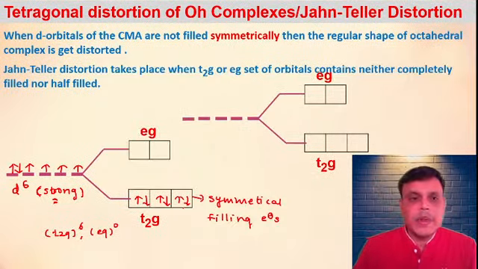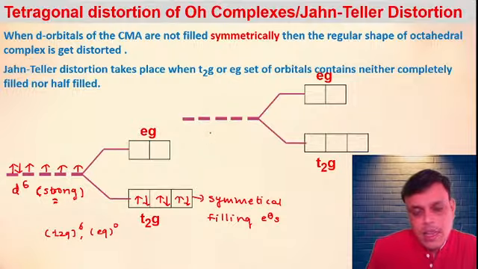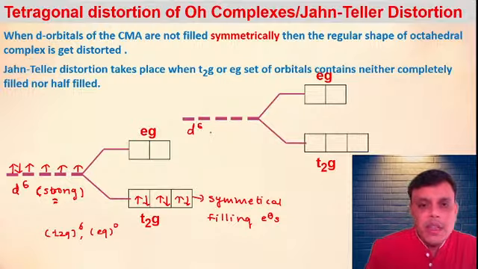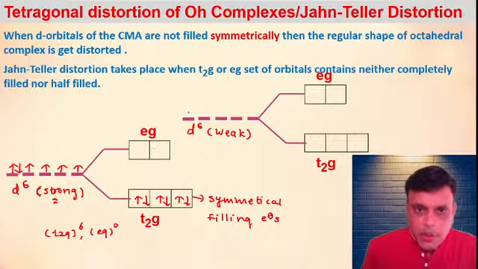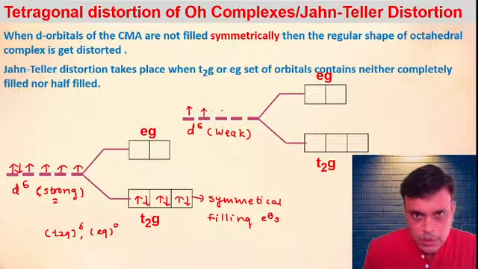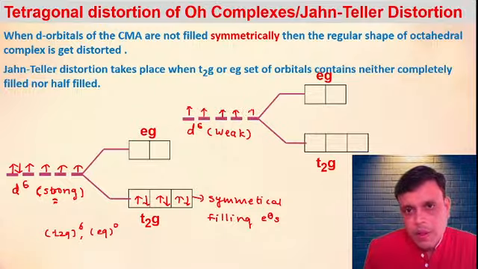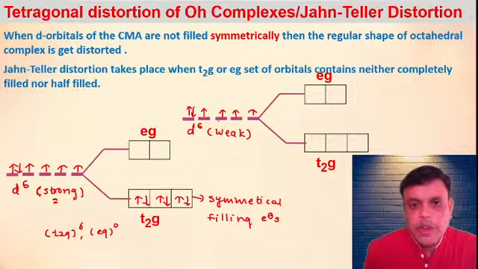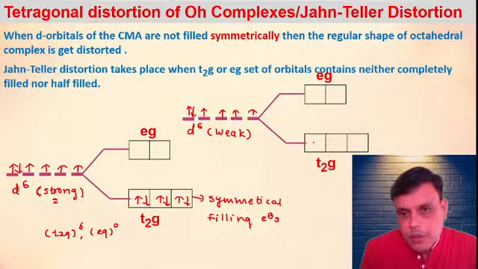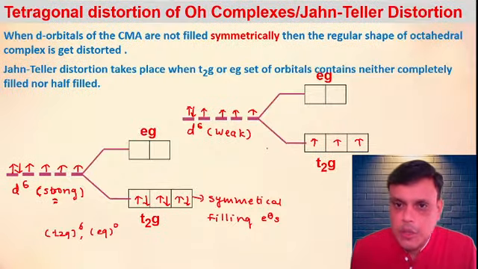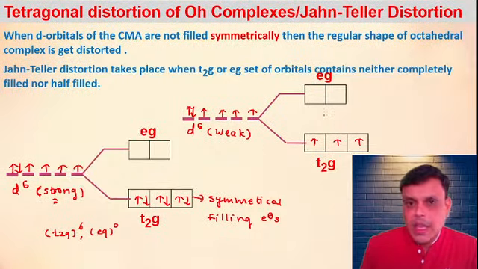So we will see the unsymmetrical filling of electrons. Now here, in this another figure, I will take the d6 system only, but here the complex is weak field. You have 6 electrons, and you have to fill these 6 electrons into t2g and eg orbitals. According to the rule, 3 electrons will go into the t2g orbital, and the fourth electron will go into the eg orbital.